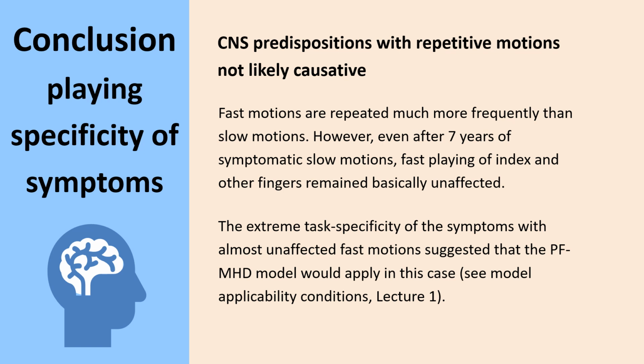This demonstrated that mere central nervous system predispositions combined with repetitive motions could not be causative of the index dysfunction, since fast motions are repeated many times more than slow motions. The extreme task specificity of the symptoms with almost unaffected fast motions suggested that in this case the peripheral factor model would likely be valid. Indeed, a high degree of task specificity is a major applicability condition for the peripheral factor model, as was discussed in Lecture 1.